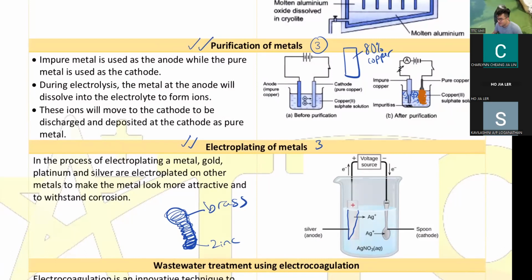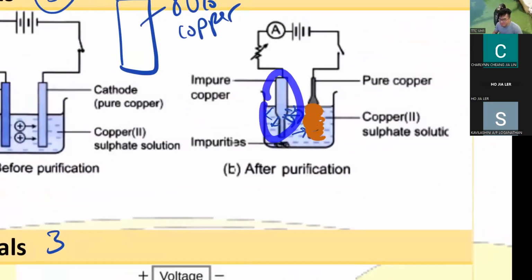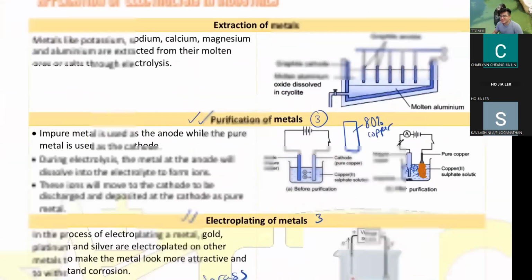Impurification is supposed to be purification, because I'm trying to purify this impure copper. So why is it called impurification? I'm trying to purify it, but you get what I mean? I'm trying to purify copper, so this is called purification. Do you understand what I'm trying to say here?